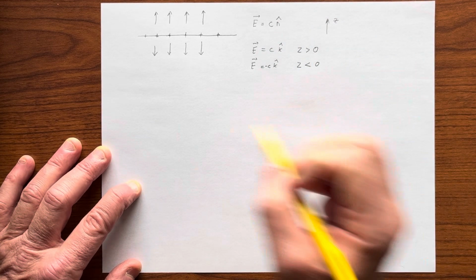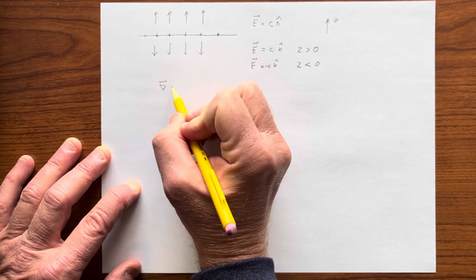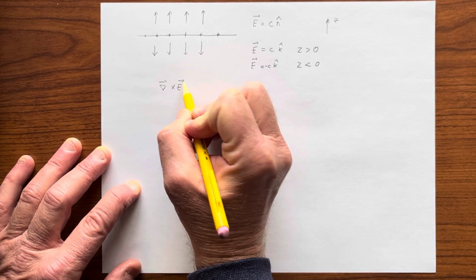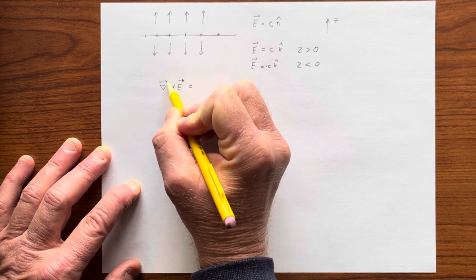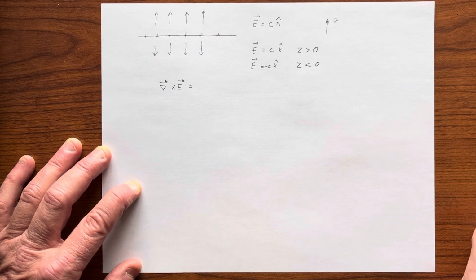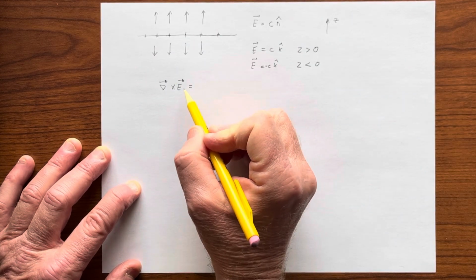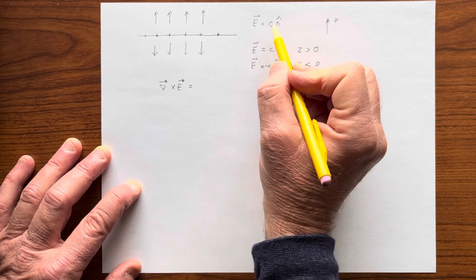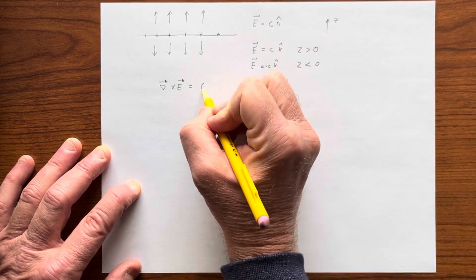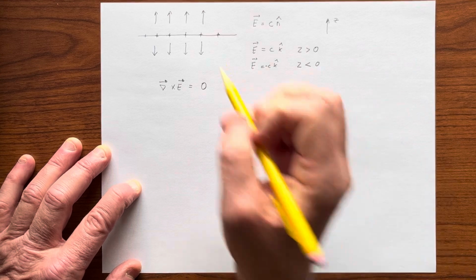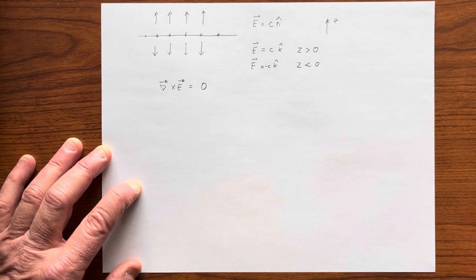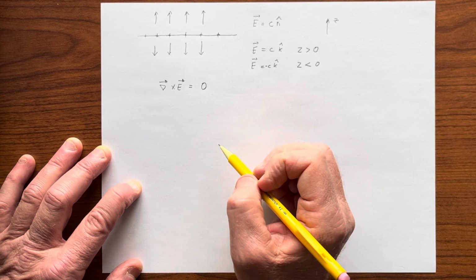And let's consider the curl and the divergence. So the curl of the electric field, right, we have partial derivatives of the electric field components, but the electric field components are all constant, so this is 0. We also can see from the geometry that there's no curl, given our sort of intuition about what a curl is.